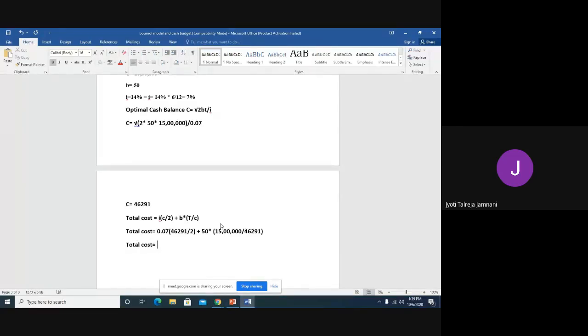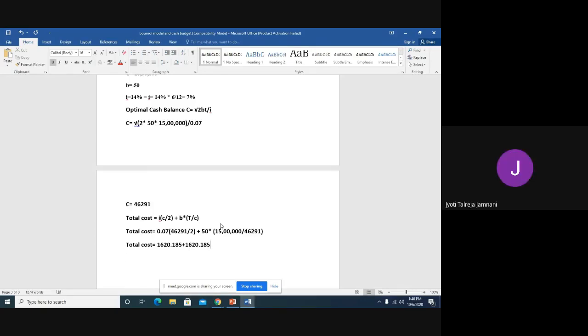So total cost is equal to 1620.185. How much? 1620.185. 1620.185. Take everybody. Yes, ma'am, correct. Same. Both the sides it is same.